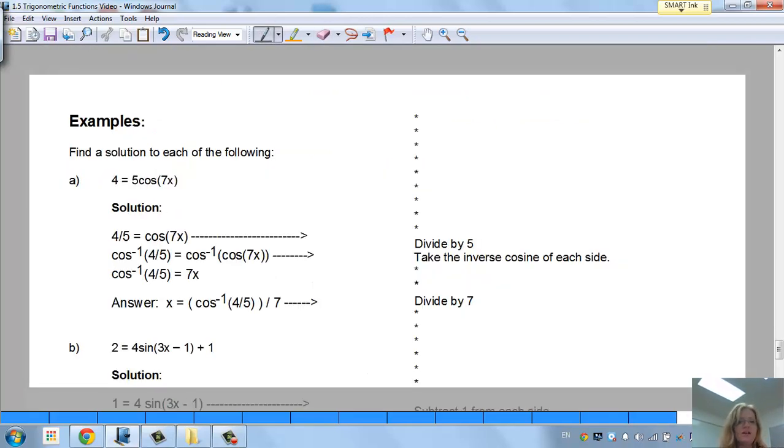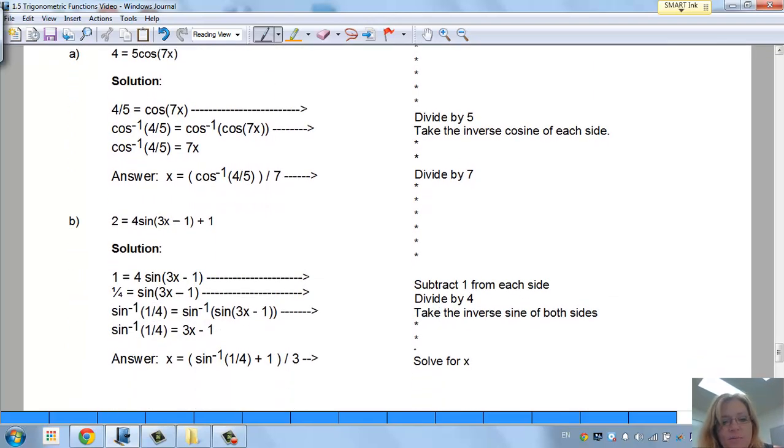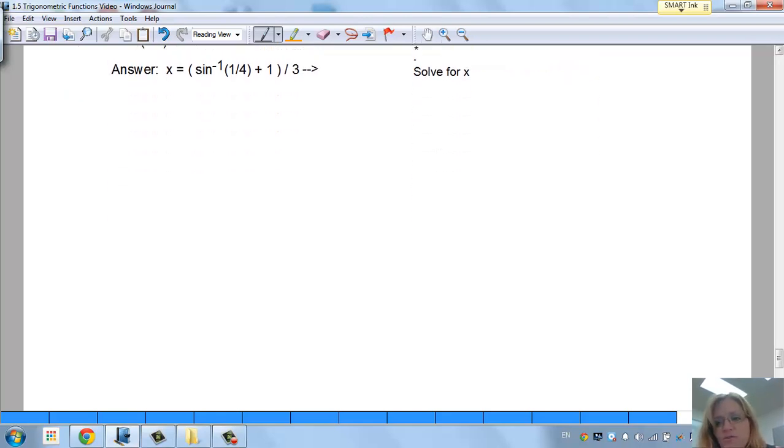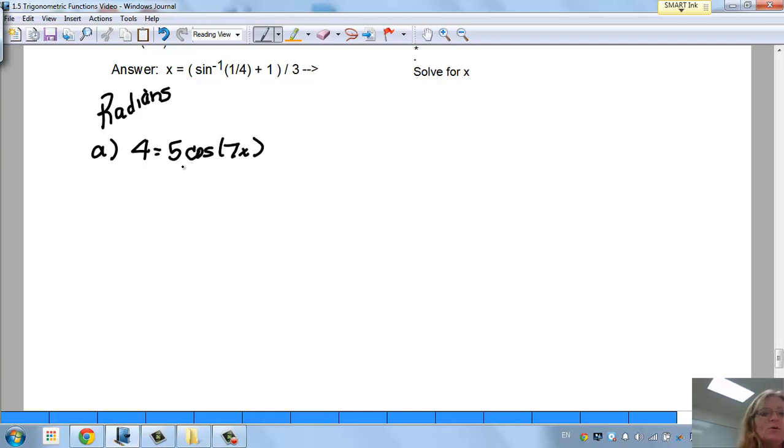Alright, so let's look at a couple. On the top here, I've gone through step by step, and I'm telling you what to do for each side, which is fine, and I want you to please use that, but I am actually going to do it step by step here at the bottom of the page, so if you want to follow through with me, you can always look back up there if you need to. So first of all, make sure you're in radians when you do this. For A, it's 4 equals 5 cosine 7x. So we're going to do normal math first and divide by 5 on both sides. So I have 4/5 equals cosine of 7x.